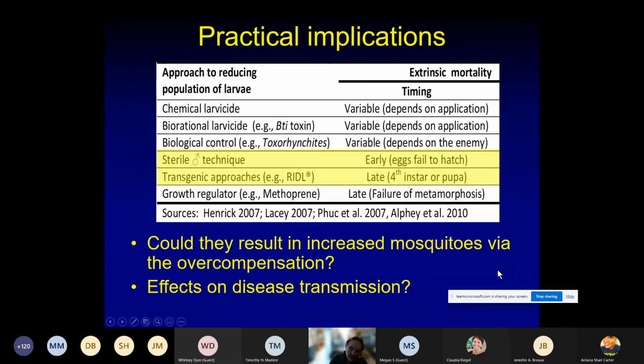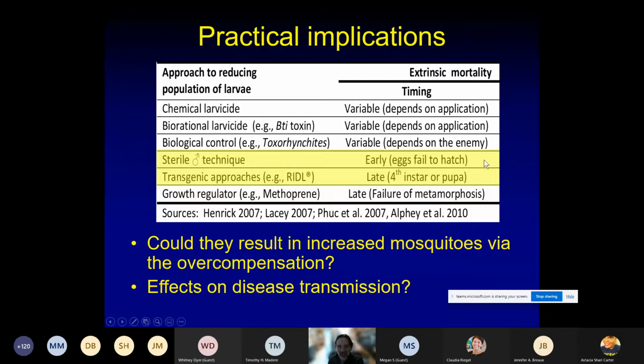Now, in thinking about the practical implications of mosquito control, one thing this means is that if a particular intervention has a characteristic timing of mortality, it might affect how successful it's likely to be. And the two that I have highlighted here are interesting in this regard. Sterile male technique is a way that people are contemplating controlling mosquitoes. By its definition, you release males that have been sterilized in some way, they mate with females, and those females produce inviable eggs. This imposes early reductions in larval density before even the first instar arises. That early mortality seems likely to produce overcompensation.